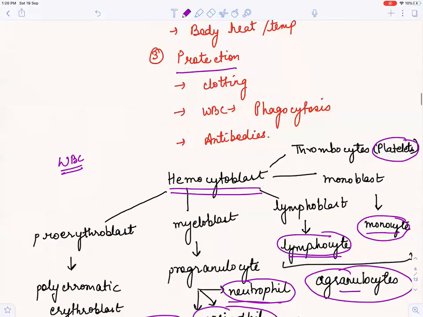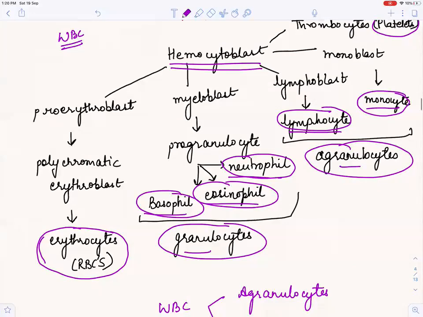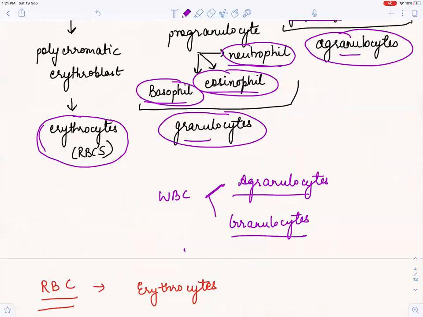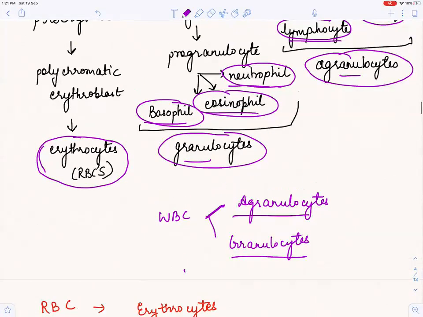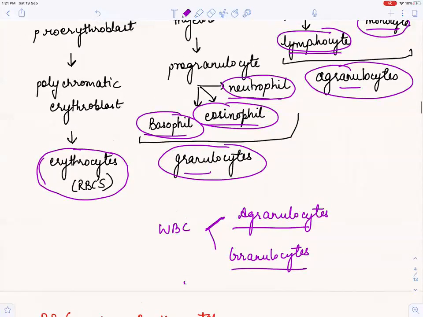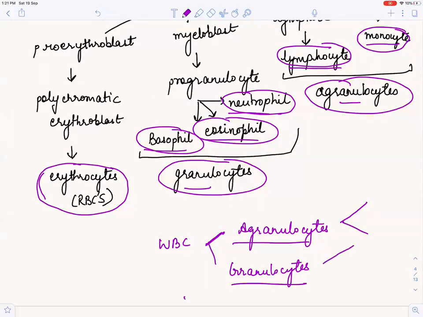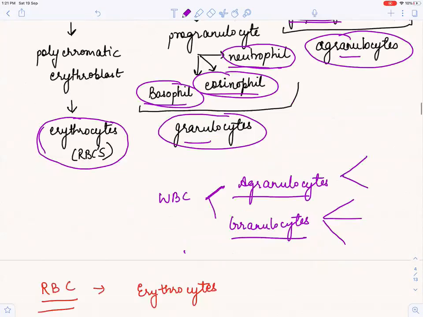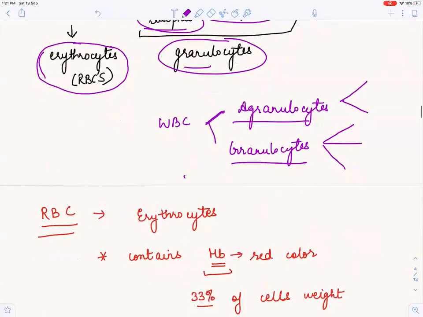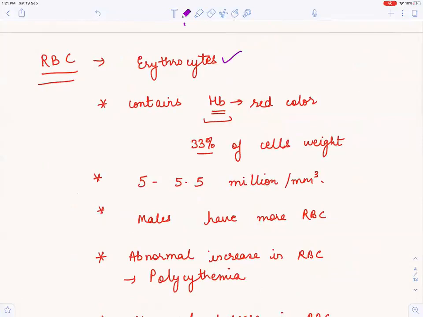Then we saw that the WBCs can be divided into agranulocytes and granulocytes. Agranulocytes are lymphocytes and monocytes, and granulocytes are neutrophil, eosinophil, and basophil. Please remember this chart. RBCs, the technical name is erythrocytes, and it is red because of hemoglobin. We have already done the structure of hemoglobin in detail in breathing and exchange of gases, and the hemoglobin forms 33% of the weight of the RBC.